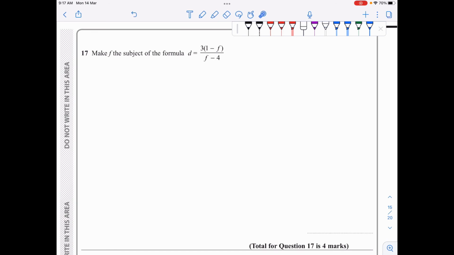In 17, we need to make f the subject of this formula, and I will start off by cross multiplying to get d brackets f minus 4 equals 3 brackets 1 minus f. I will expand, and I notice that I've got f on both sides. So what I will do, I'll collect the terms in f on the left and the remaining terms on the right. I will factor out the f.